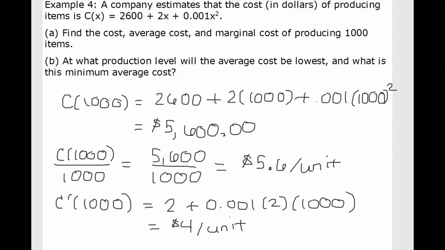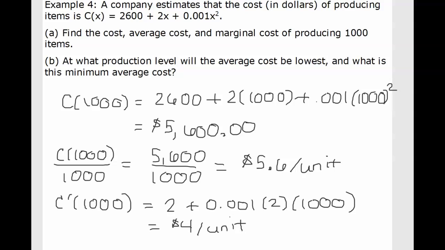So again, it should make sense that average cost and marginal cost have the same units, because marginal cost represents the rate of change. So the cost is changing at $4 a unit, where the average cost is $5.60 a unit, and the cost to produce that many units is $5,600.